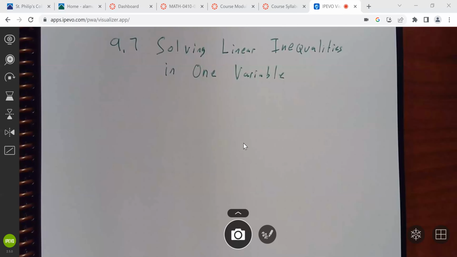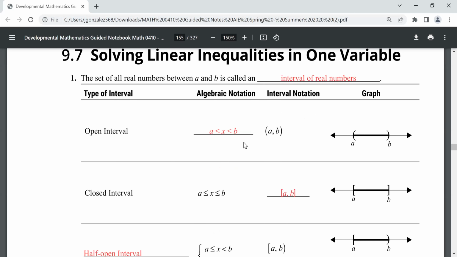Okay, go over these notes right here. So open interval means there's no brackets. You can see right here, we include everything in between A and B. A and B is just two numbers. For example, if you said 1 to 5 with parentheses, you would not include 1 and 5.